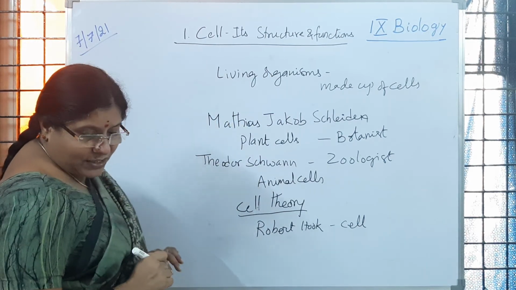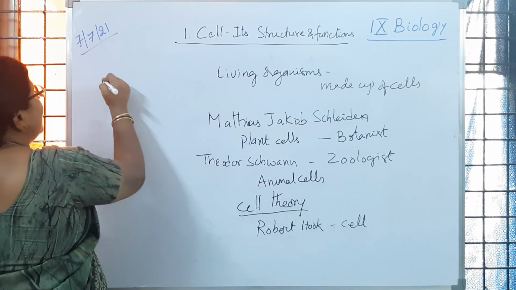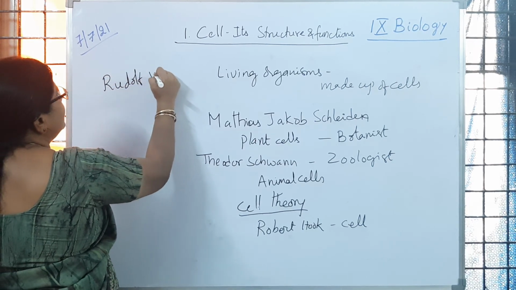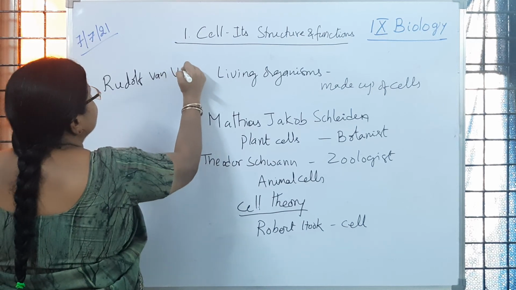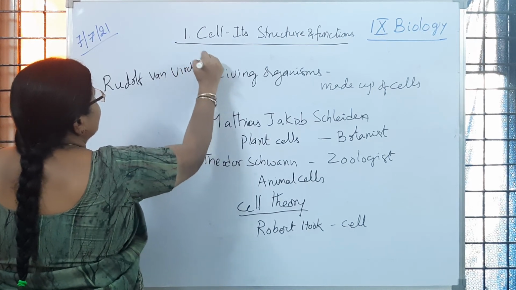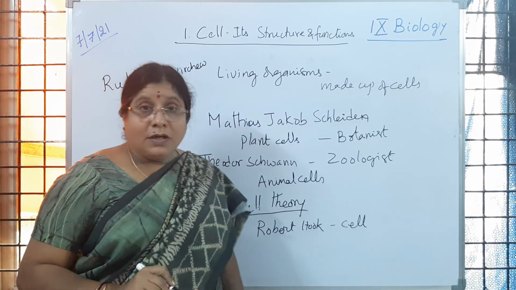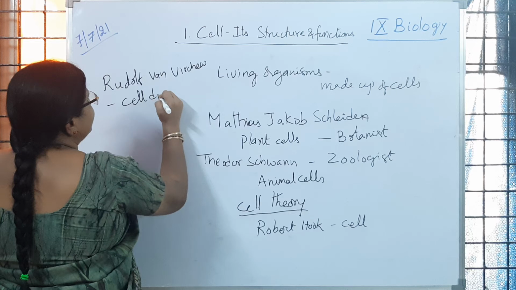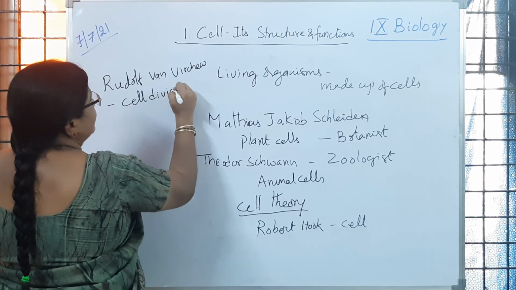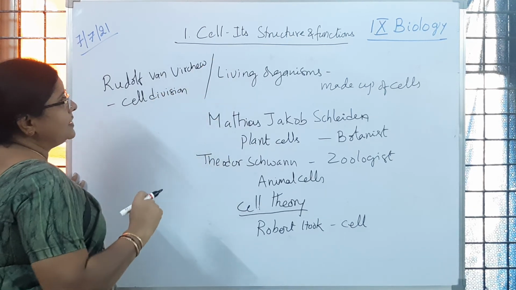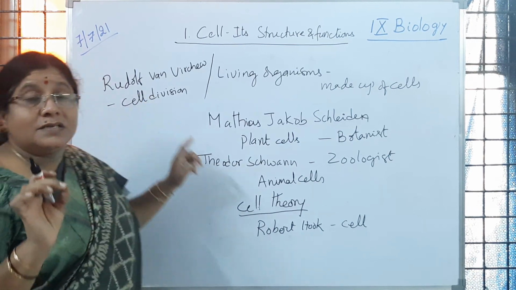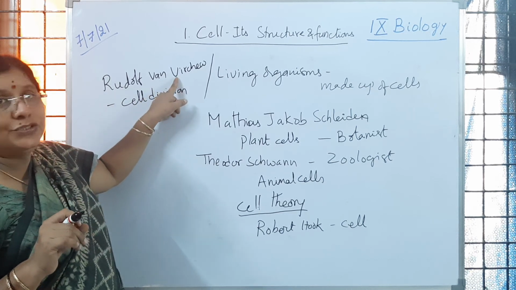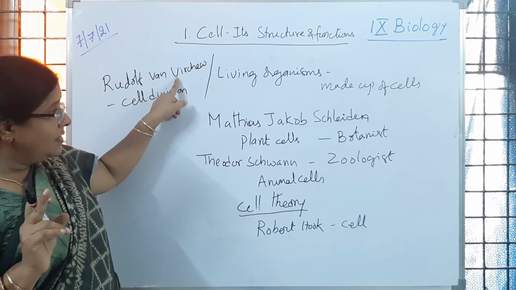So who studied about cell division? Rudolf van Virchow. Rudolf van Virchow studied about cell division. Is it clear to you, children? So the process of cell division was given by Rudolf van Virchow. Is it clear to you?